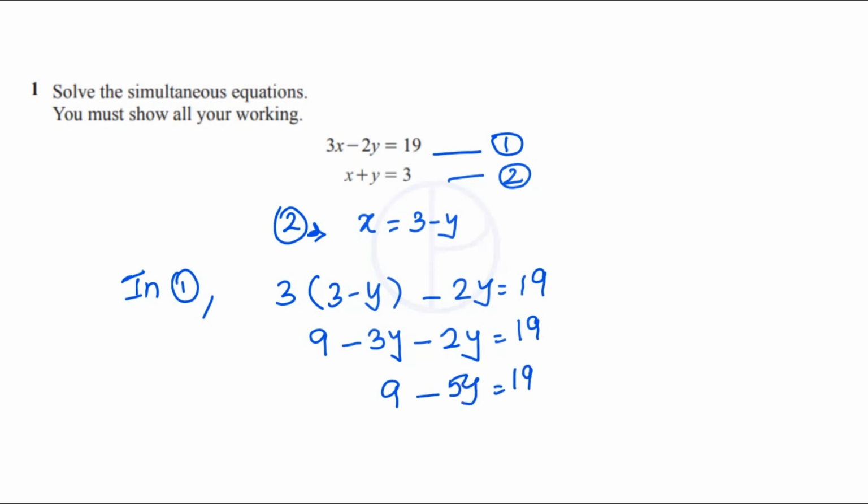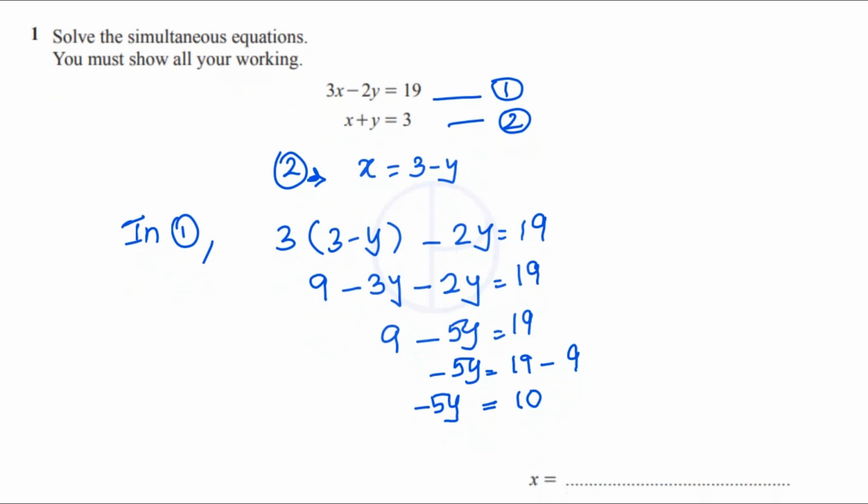Now bring this 9 to the right hand side. So you get minus 5y equal to 19 minus 9. 19 minus 9 is 10. So minus 5y is 10. So what is y? 10 divided by minus 5, which is 2, and there is a negative sign, so negative 2.